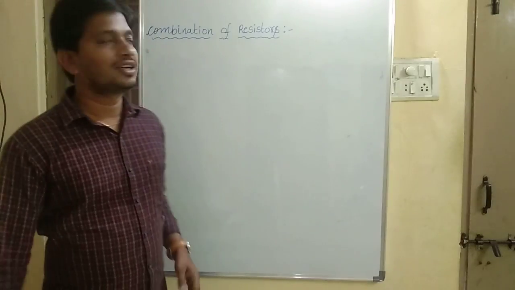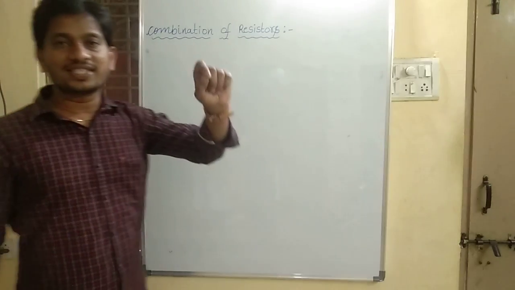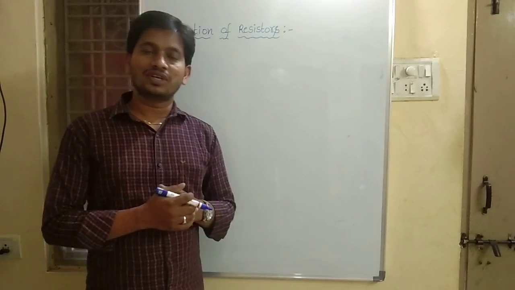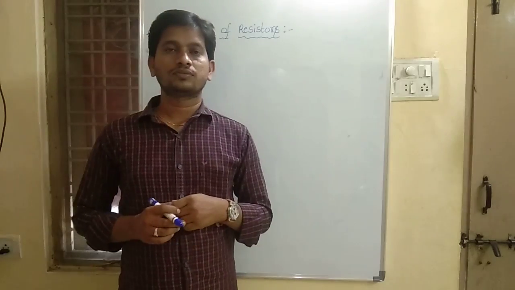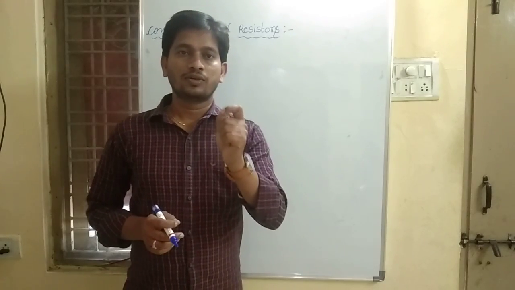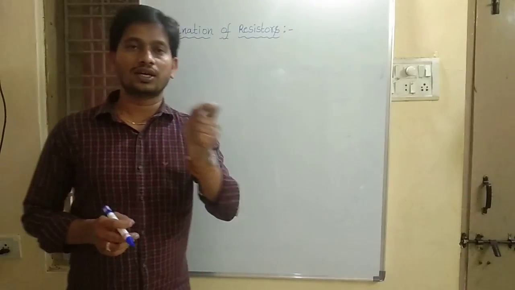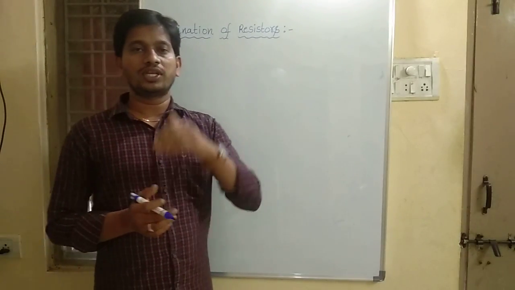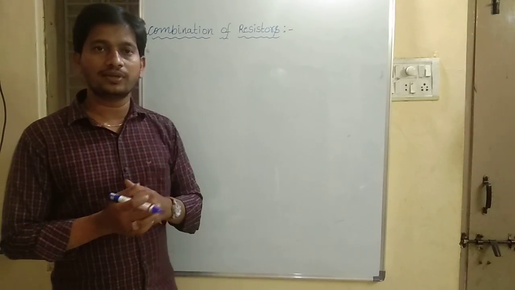Hello everybody, today's session is about combination of resistors. As we know, for the flow of current we have to maintain some potential difference between the ends of the conductor. If there is a potential difference, then only current flows, right?